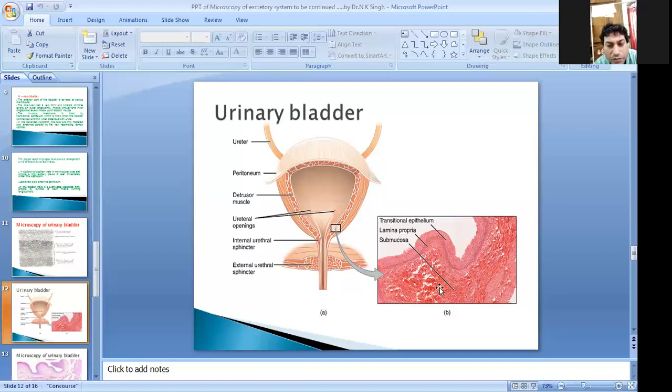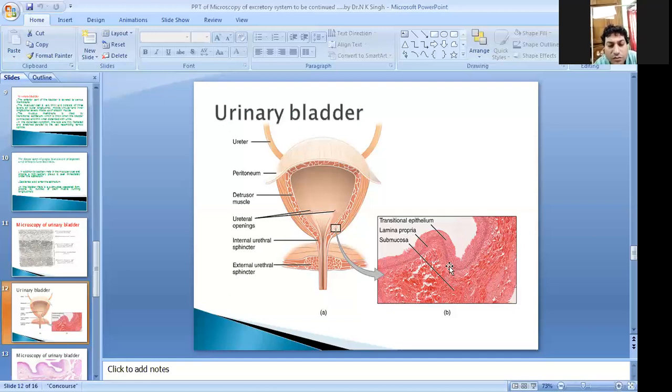Now this is the histological section of the urinary bladder. You can see here the outermost layer, the layer which is surrounding the cavity of the bladder. This is the epithelial layer, and this epithelial layer is made up of transitional epithelium. Then comes the next layer, the pink part, where I'm moving the cursor. This is the lamina propria, just below the transitional epithelium.